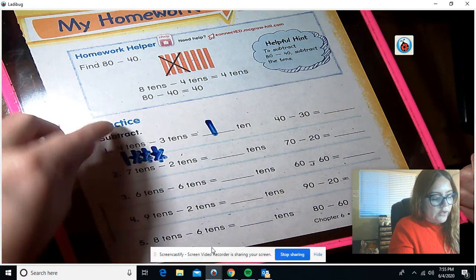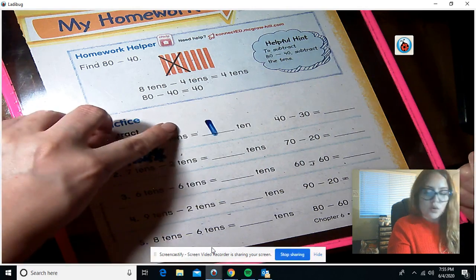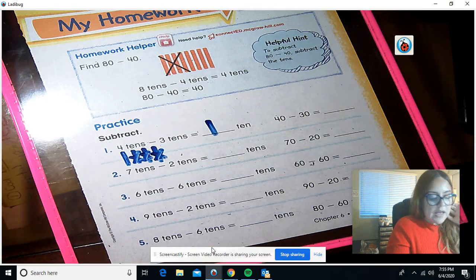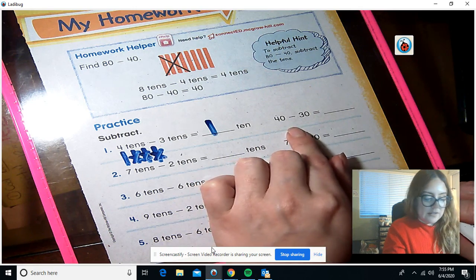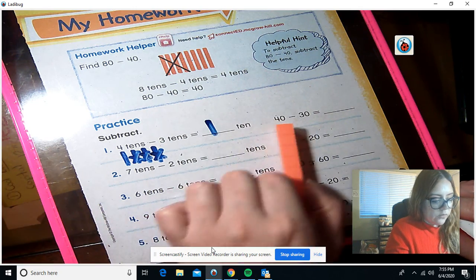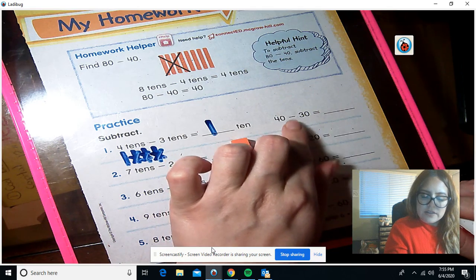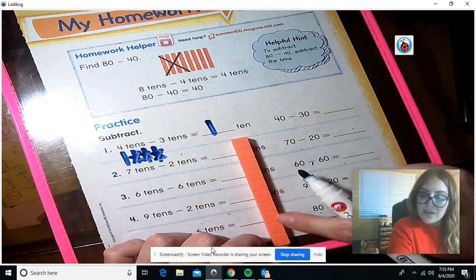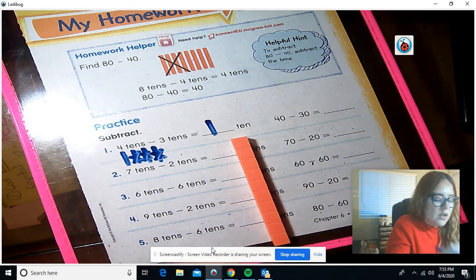Good. So I can read this. 4 tens minus 3 tens equals 1 10. Now, I want you to notice that this is the same value as this, but I told you, right? Over here, we're counting how many groups of 10, and over here on this side, we're counting how many ones are in the same amount.